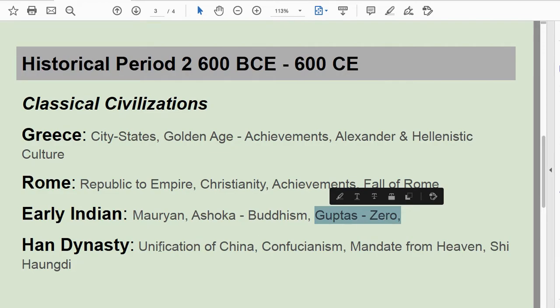Haha, social studies joke. So next, the Han Dynasty in China. This is where we'll end up our classical civilizations. We'll talk about the unification of China. Of course, we've studied a little bit with Confucianism and Mandate of Heaven, but we'll see how this all develops into Shi Huangdi, the first emperor of China.